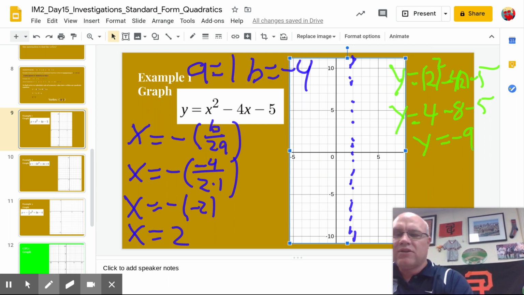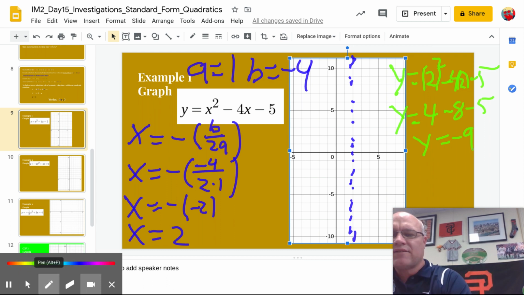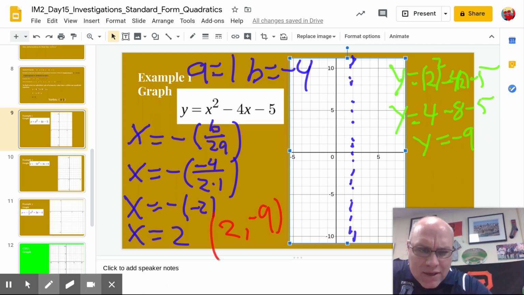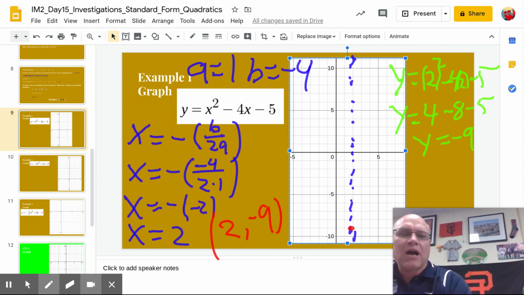All right, so then what's my vertex? My vertex is x comma y, so it's 2 comma -9. All right, let's plot that point. 2, -9. It's about right here. Red point right there. All right, so now we're going to graph the parabola.